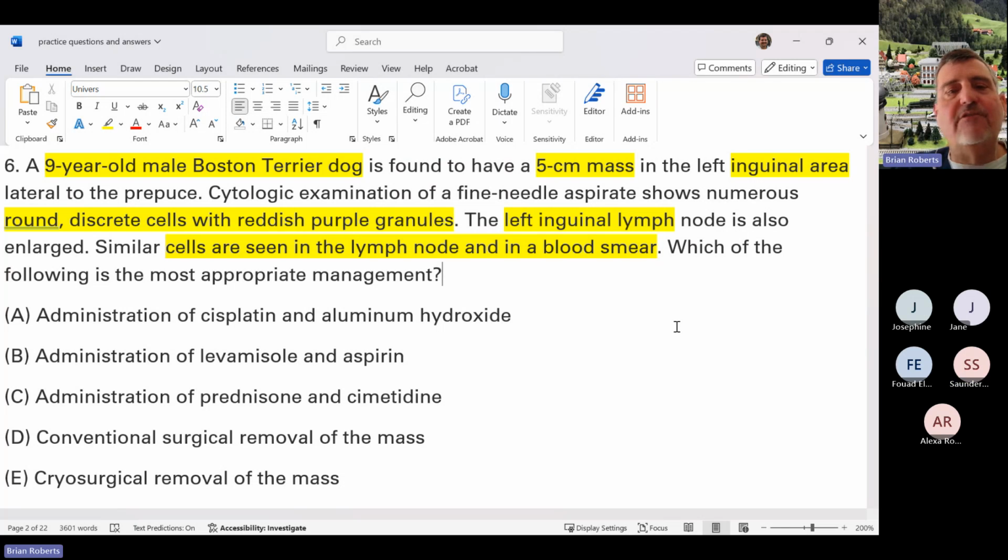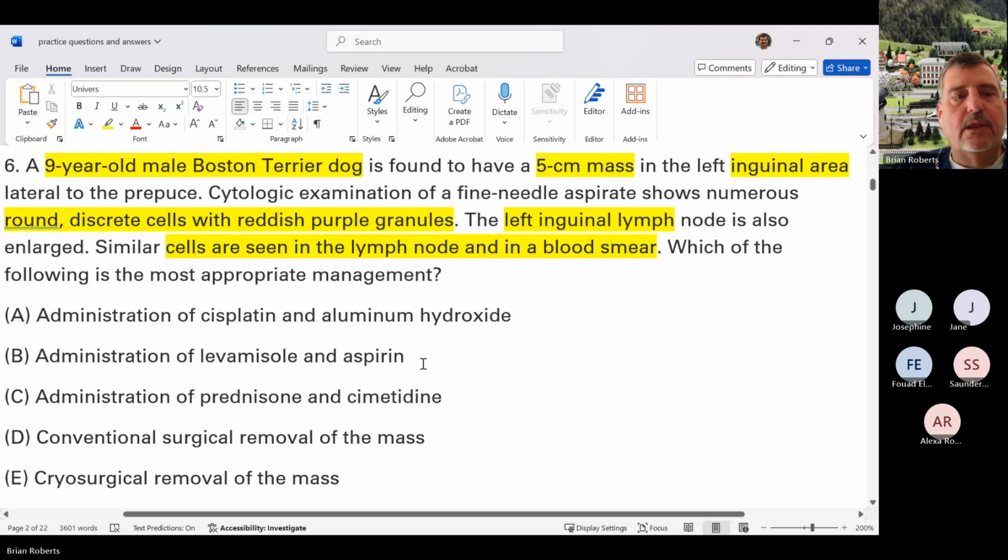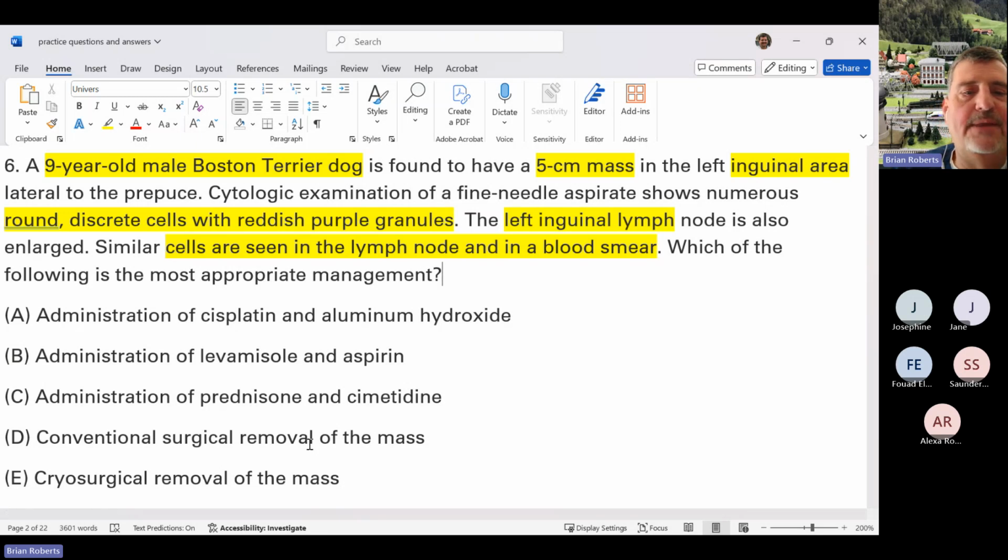No. It's already spread, right? Probably do chemo. Yeah, well, let's look at our options here, right? So we got chemo, cisplatin, and aluminum hydroxide, levamisole and aspirin, pred and cimetidine, conventional surgery or cryosurgery, right? So we all just said, look, surgery is not a good option, right? So we can eliminate D and E. Now we're left with A, B, and C.